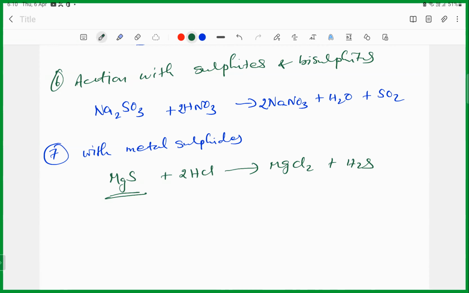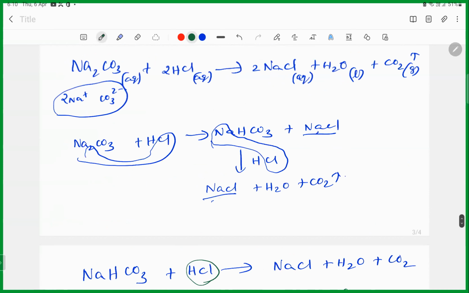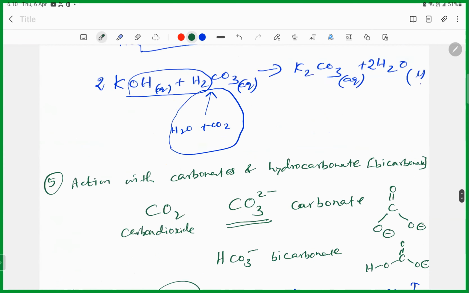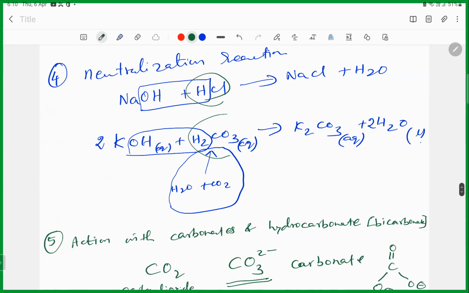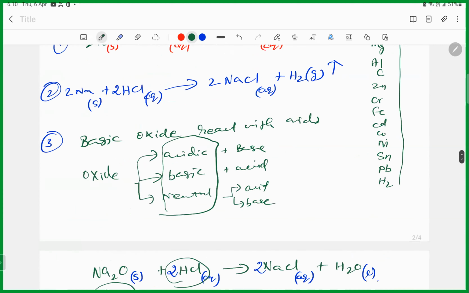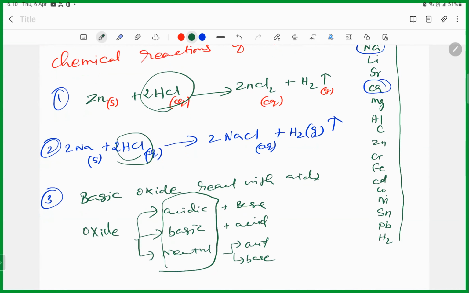All of these are acids. Which is acid? HCl acid, HNO3 acid, HCl acid. Here also HCl acid, carbonic acid, HCl acid. So these are the common reactions of the acid.